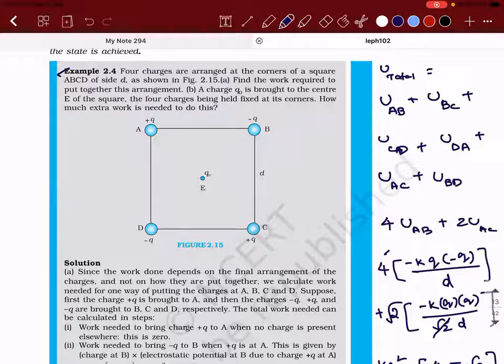So what are the steps to be followed? First, calculate the total potential at the point. Small correction: calculate the total potential between the points, so between the points where the charge is moved.